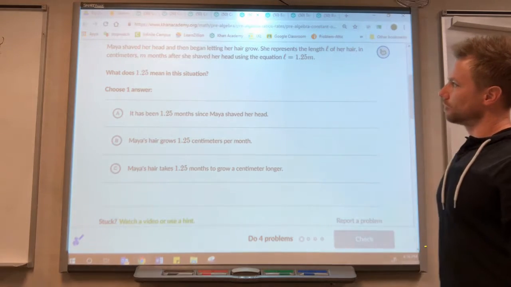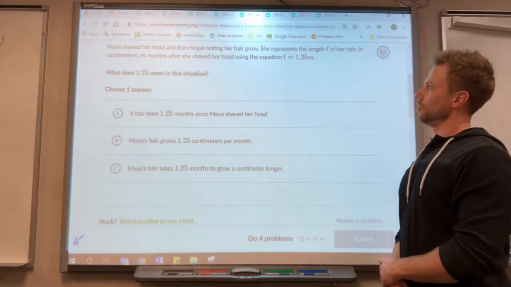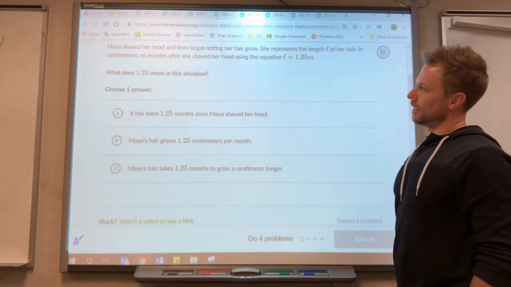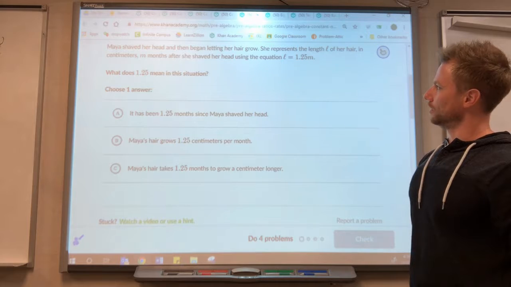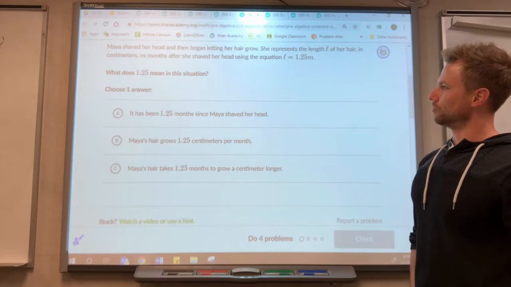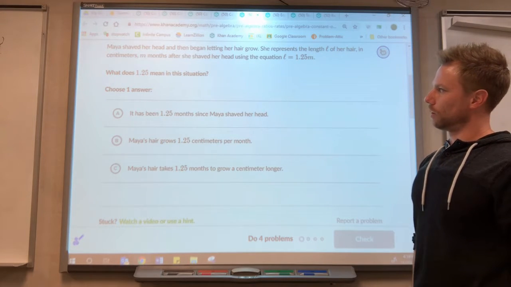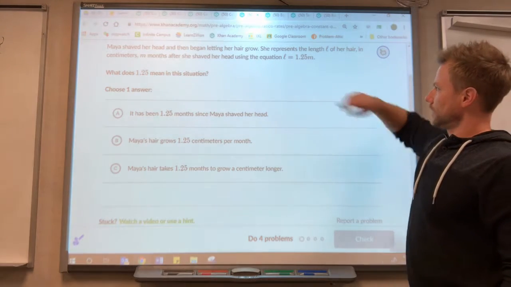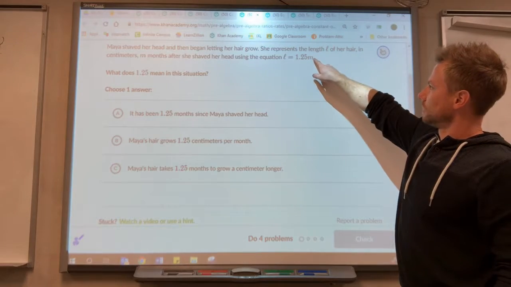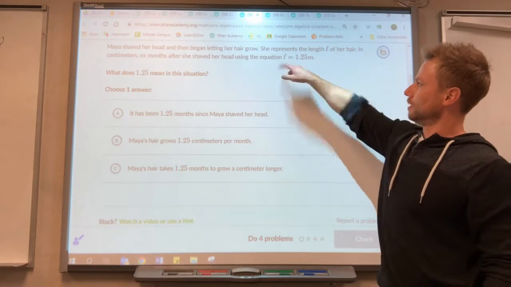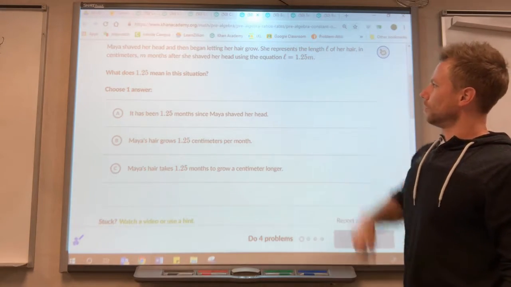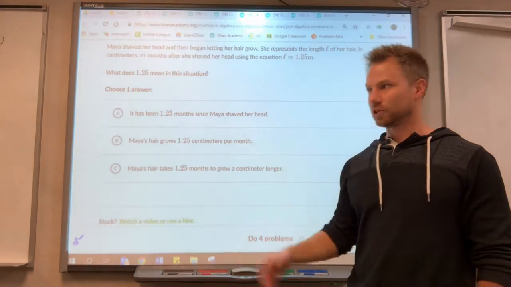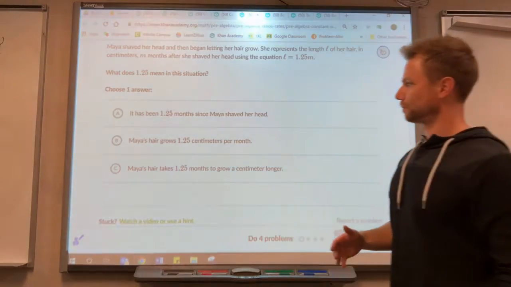All right, Maya shaved her head and then began letting her hair grow. She represents the length L of her hair in centimeters m months after she shaved her head using the equation L equals 1.25 m. What does 1.25 mean in this situation? Okay, so we're taking the number of months times 1.25 to equal the length. So what 1.25 is, it's the constant of proportionality. It is how much your hair is growing each month.